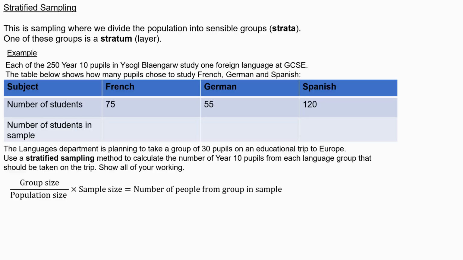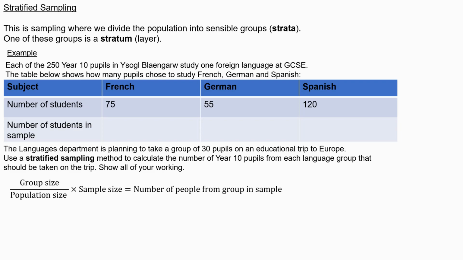Stratified sampling is a sampling method we use when we have different categories and we want to pick proportionally from the categories to create a sample. For example, each of the 250 Year 10 pupils in Ysgol Blaengarw study one foreign language at GCSE. The table shows how many pupils chose to study French, German and Spanish.